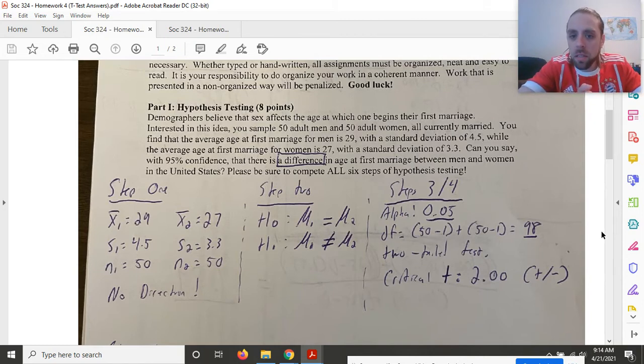Moving on to step 2, since this is a two-tailed test, the hypotheses become a little bit less complicated. When I say there is a difference in age at first marriage, that can be a difference in which the first mean is greater than the second mean, or a difference in which the first mean is less than the second mean. Either one of those is still going to be a difference if it proves to be significant.